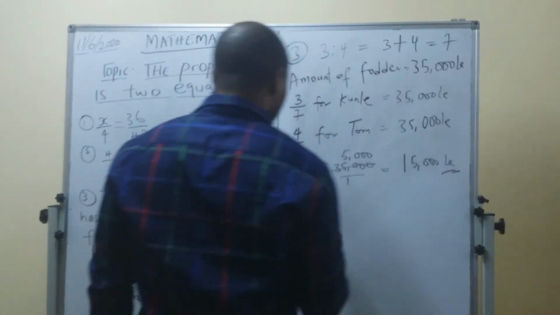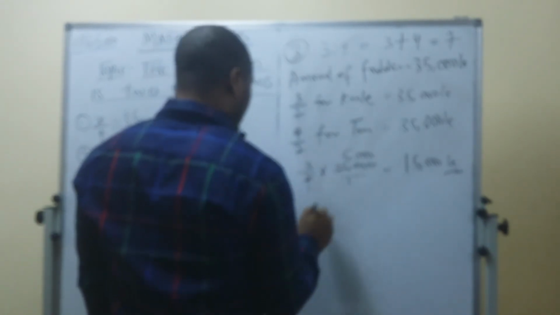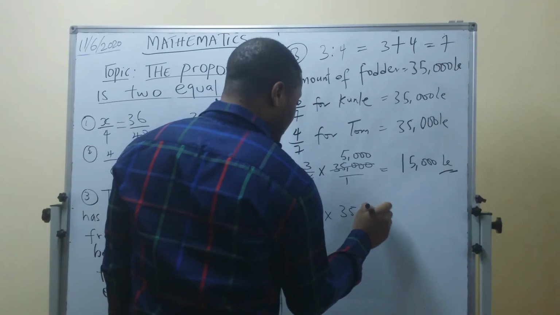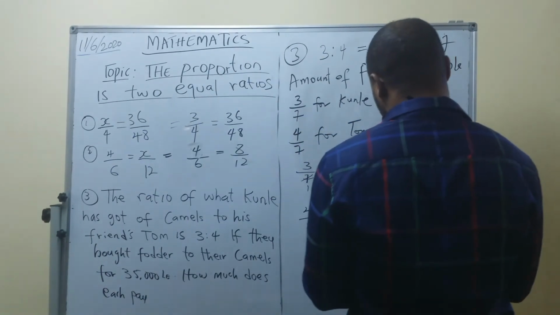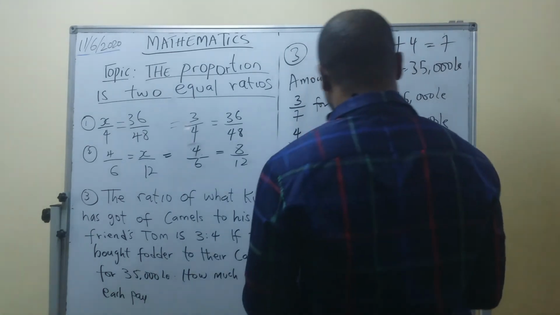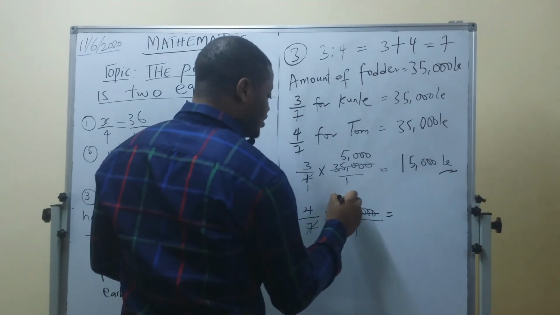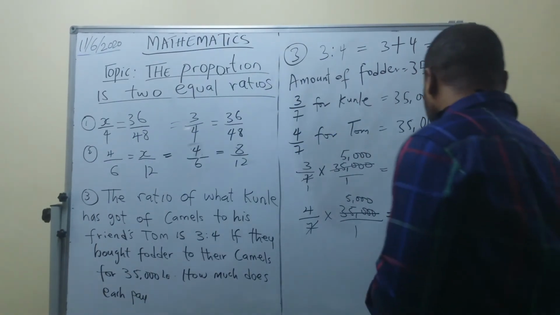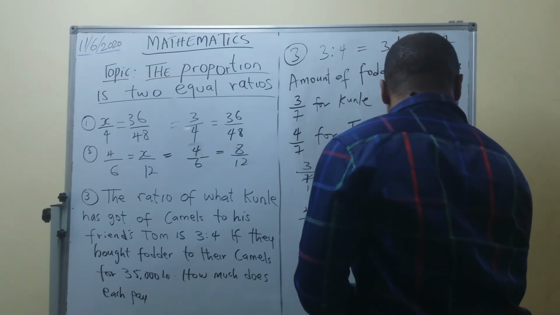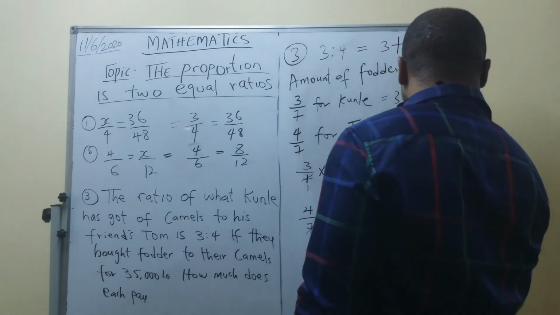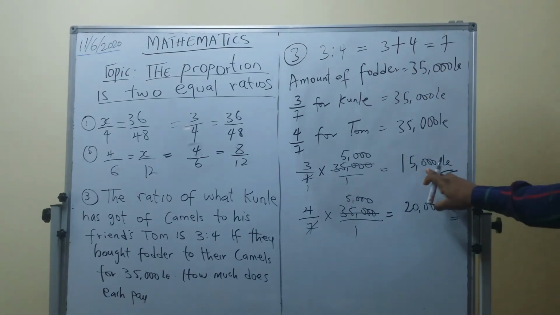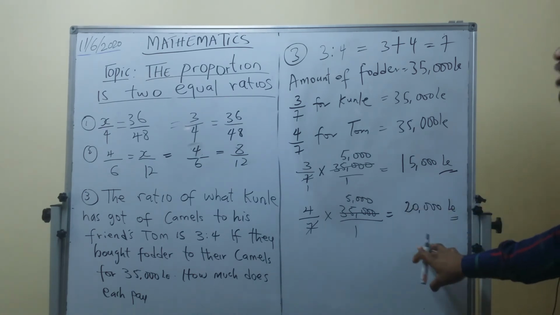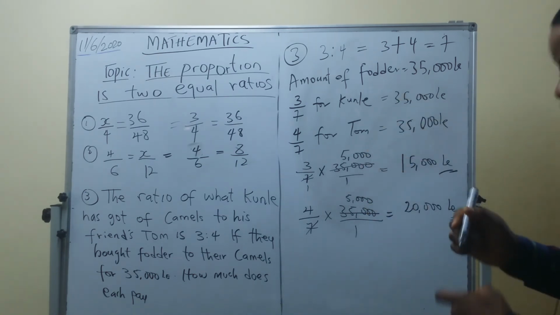Now, let's proceed to Tom. For Tom, we have 4 over 7 times 35,000 over 1. The same thing applies. 7 in 35,000 is 5,000. 4 times 5,000 should be 20,000 LE. This is for Tom. So if you add the two values together, it's going to give you 35,000. If the two values do not give you 35,000, your answer is not correct.